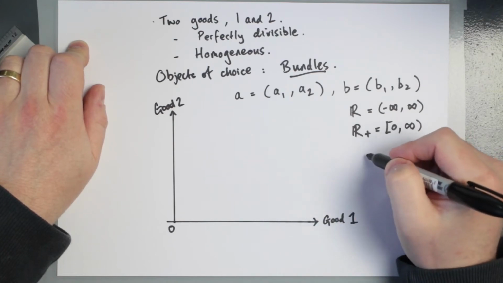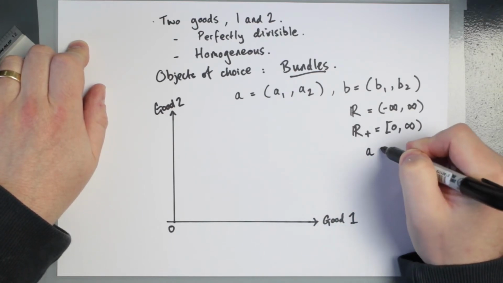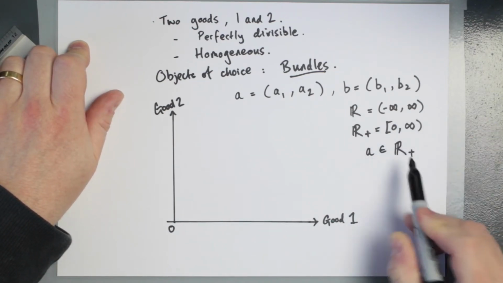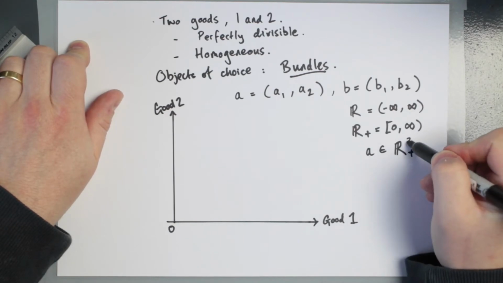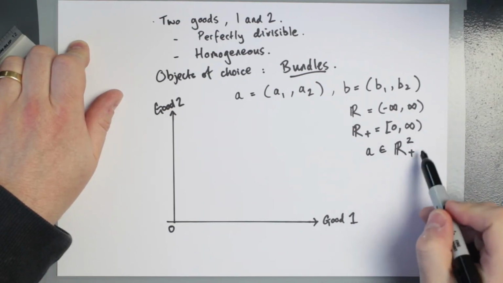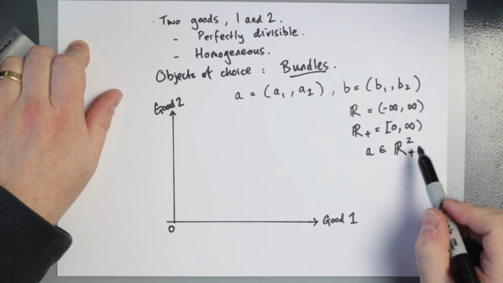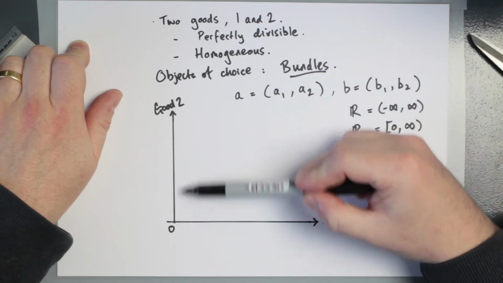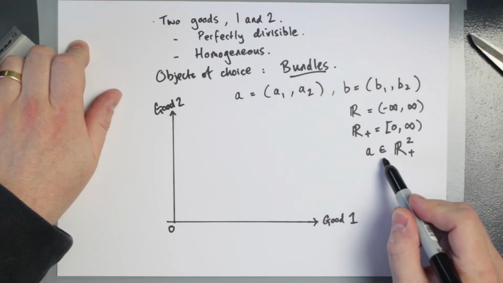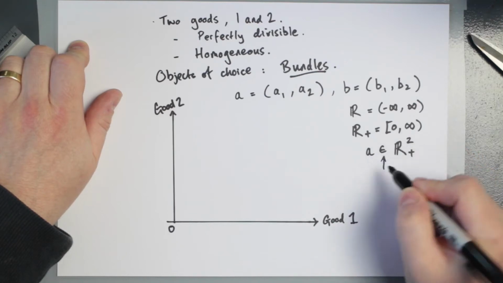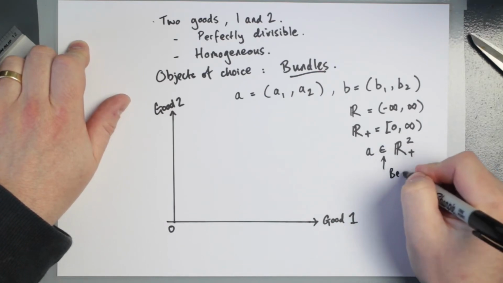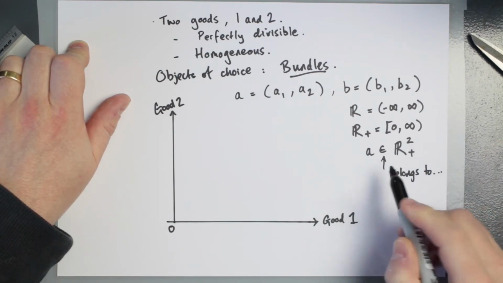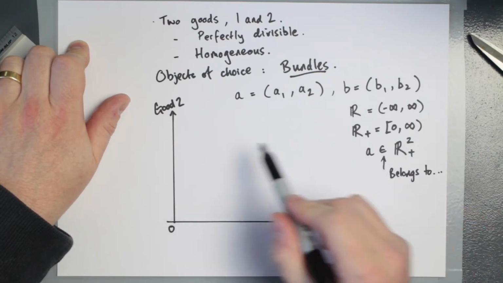So what I could say is that a bundle, each number is a positive real number, but I need 2 of them. So this is the positive orthant of the plane. So I'm essentially taking 1 copy of the real numbers in this direction and 1 copy of the real numbers in this direction. This notation here means belongs to, or is an element of.